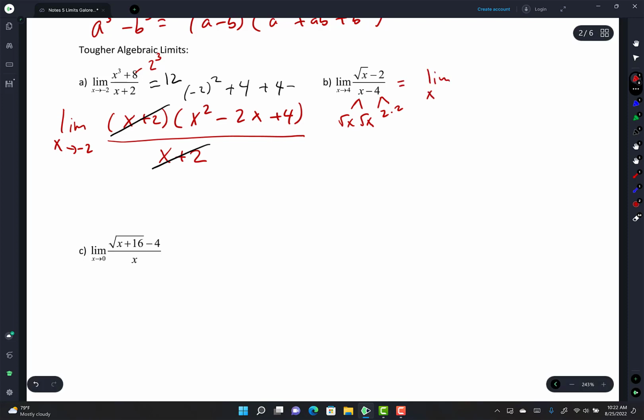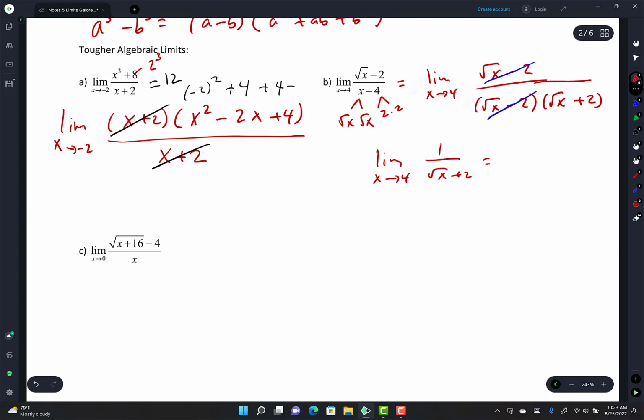Limit as x approaches 4, leave the numerator alone. In the bottom, you're going to write square root of x minus 2, square root of x plus 2. And now, what are you going to cancel? Now, can I do direct substitution? Yes. Limit as x approaches 4 of 1 over square root of x plus 2. I get 1 over square root of 4 is 2, 2 plus 2. So 1/4.